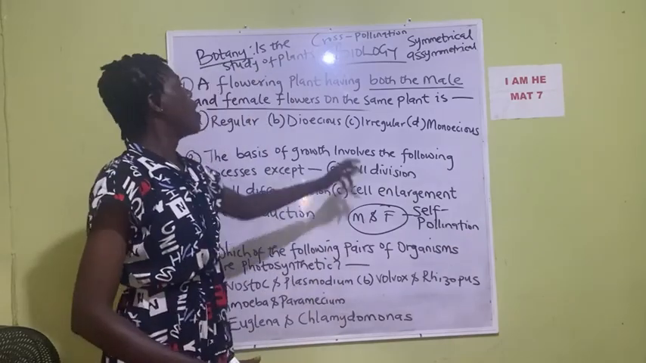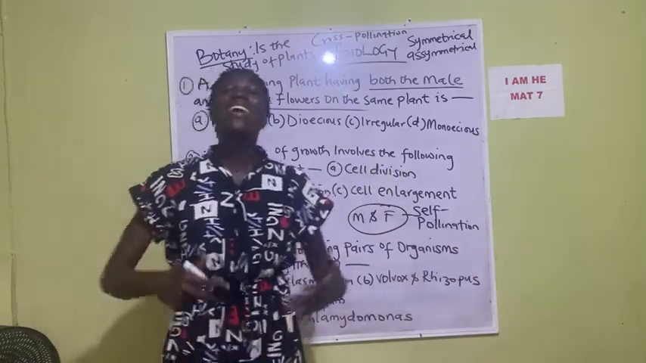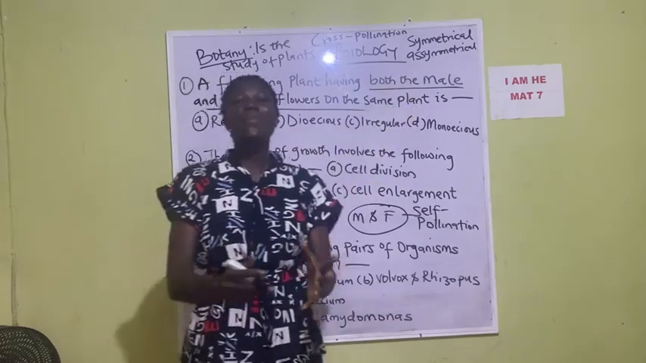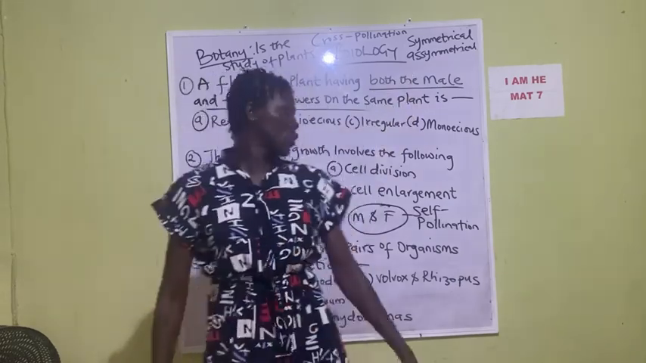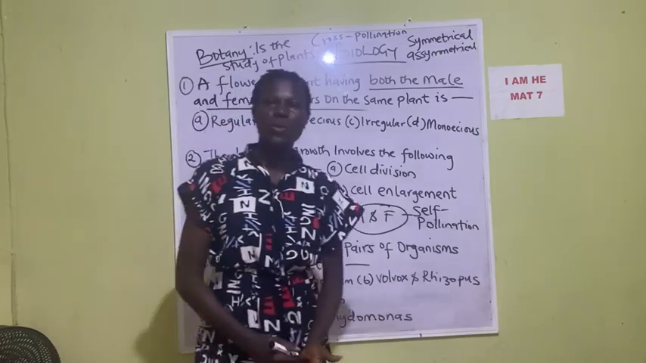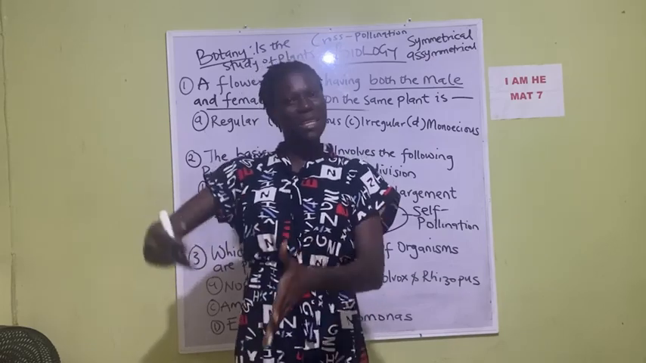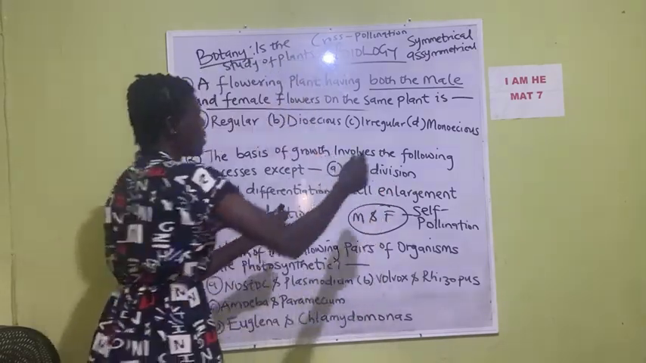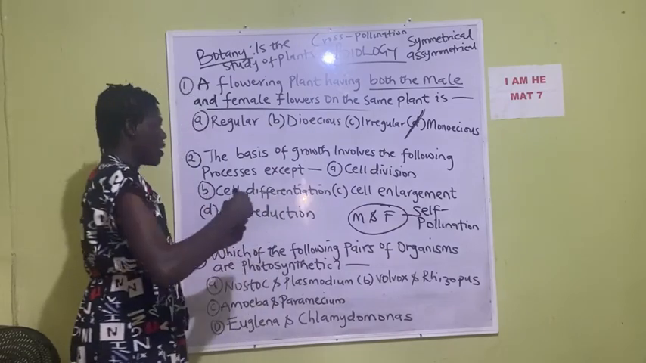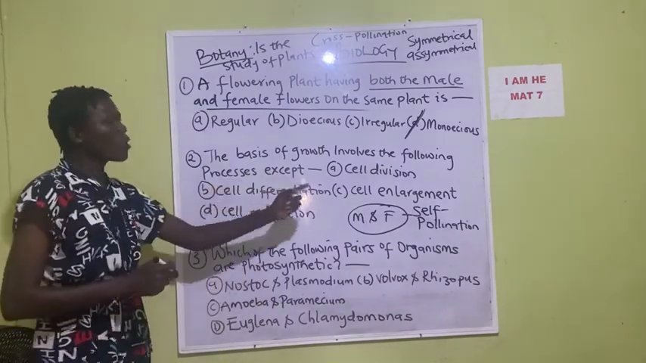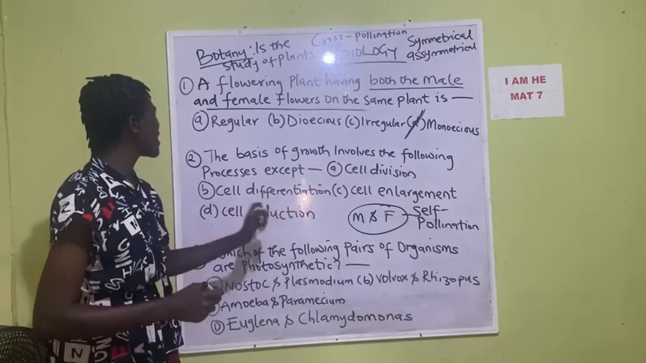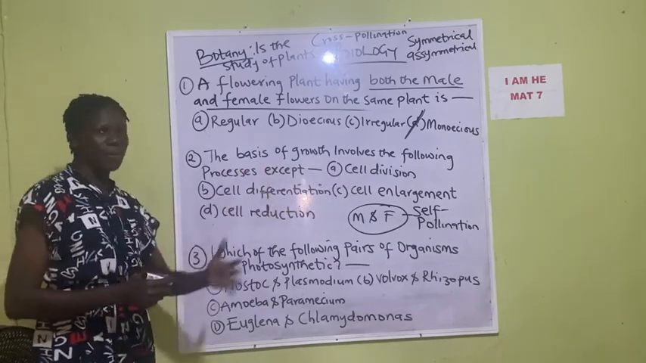Do you understand it now? And C, irregular, means asymmetrical. That's to say, it cannot be divided into equal halves. You understand? Then D, monoecious, means a plant having both the male and the female flower on it. So the answer here is monoecious. Okay, so the next question says the basis of growth include the following processes except.